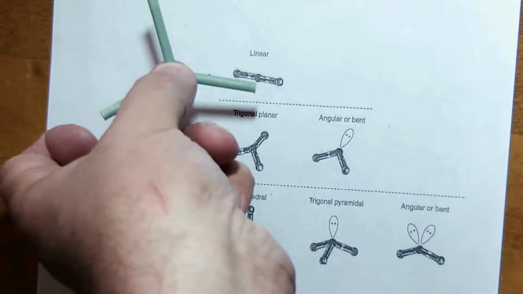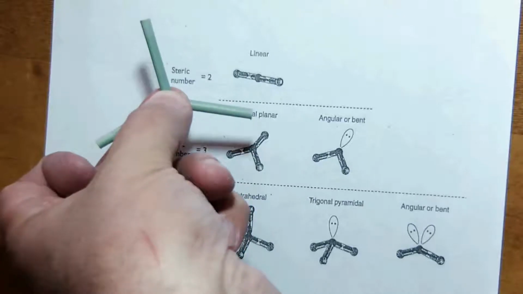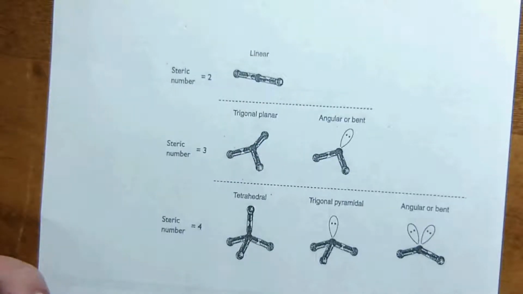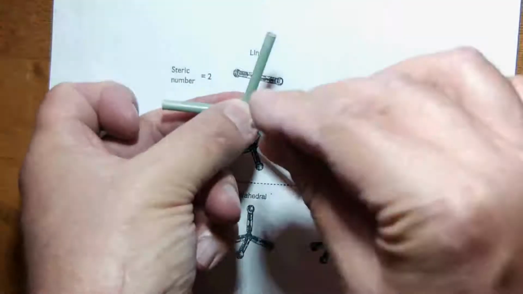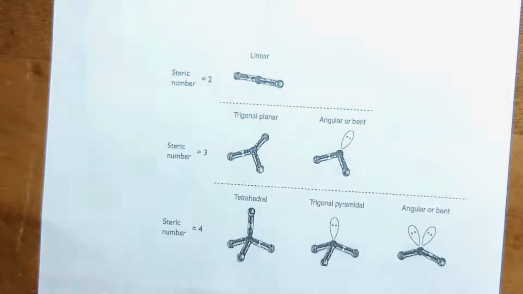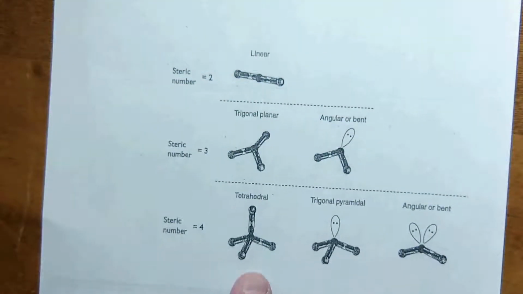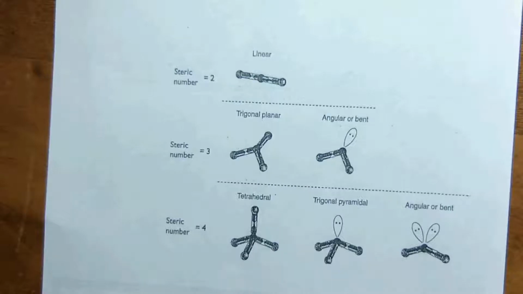trigonal planar arrangement. If you have a fourth electron group, the fourth electron group comes in, these will all bend down, and you'll have the tetrahedral arrangement. So it's all based on the concept that electron groups hate each other. They stay as far away from each other as possible.